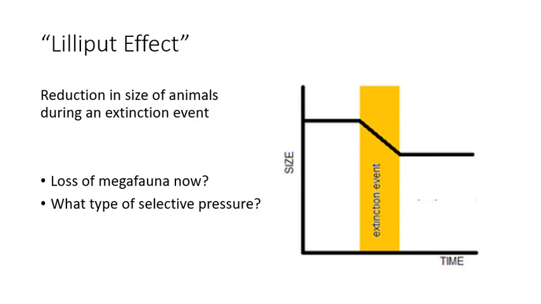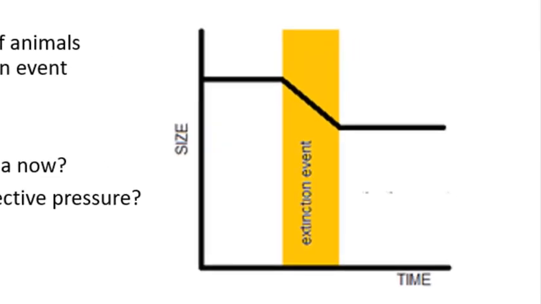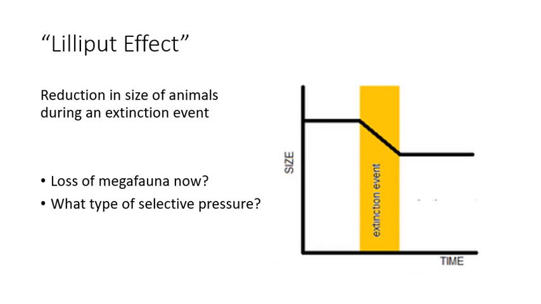An interesting thing happens during these massive extinction events. We see the shrinking of organisms. If we look at the average size of, say, mammals before an extinction event and compare that to mammals after the extinction event, they shrink. This is called the Lilliput effect.